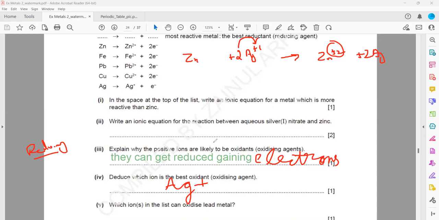The question is why the positive ions are likely to be oxidant. They're asking about positive ions, not metal, positive ions. Why are positive ions likely to be oxidant? Because a positive ion can gain the electron back. And remember one thing, the definition of reductant or reducing agent is the same as oxidation, which is a loss of electron.